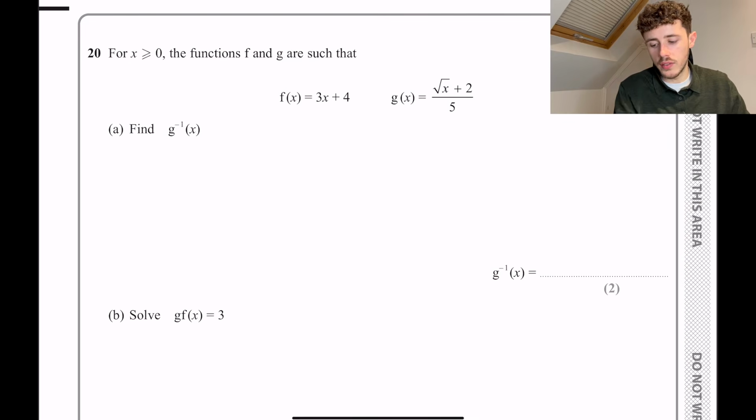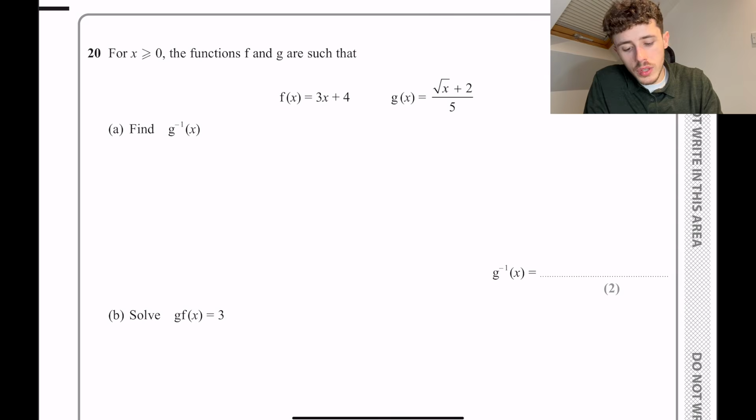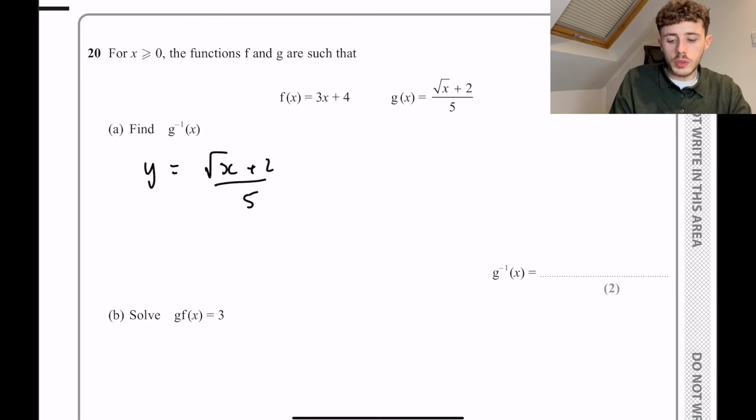Question number 20. For x is greater than or equal to 0, the functions f and g are such that these 2 things. Find the inverse of g. The way I like to do this is think of it as a function machine, or you can do it algebraically. Now, I'm going to do it algebraically because this works for everything, whereas the function machine can struggle with the harder ones. To do this properly, we want to say y equals root x plus 2 over 5, and you simply want to rearrange it to get x to be the subject.